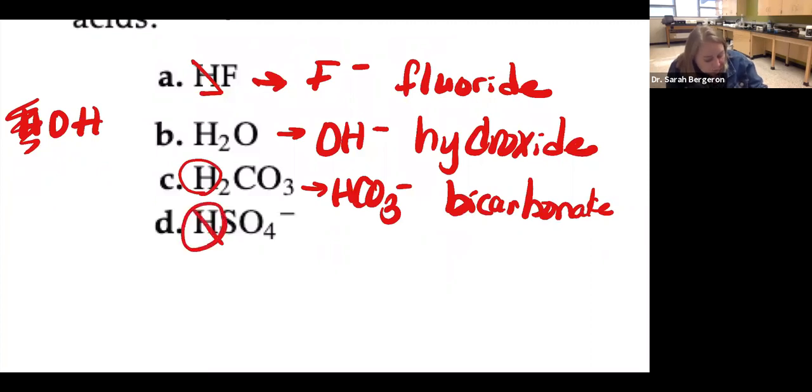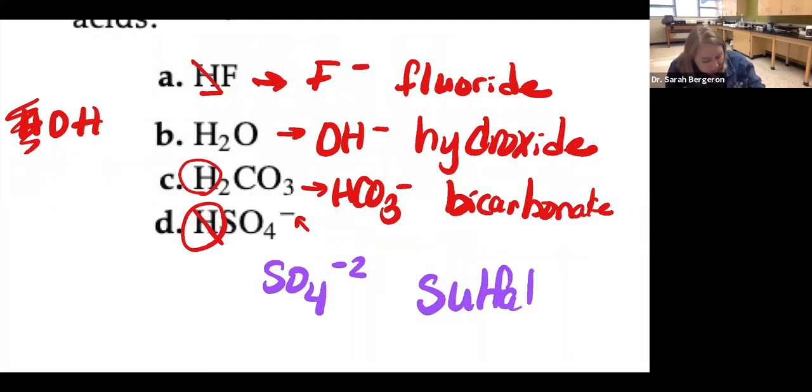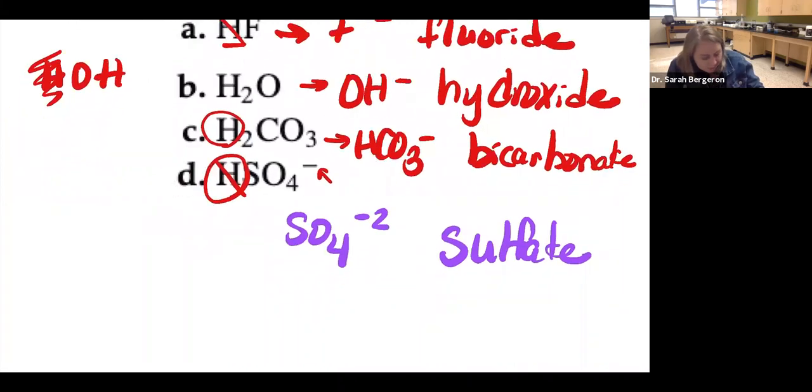Okay, D, HSO4 minus. We're going to lose this hydrogen. Now look, we already have a negative. So if you already have a negative, you're going to have one more negative. So we're going to be SO4, but be careful, one more negative is 2 minus. If you go look on your polyatomic ion table, this is sulfate, okay?